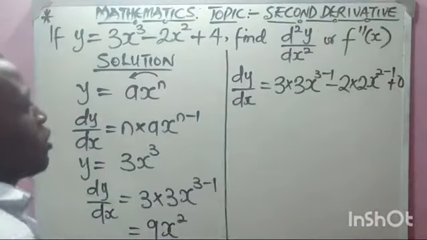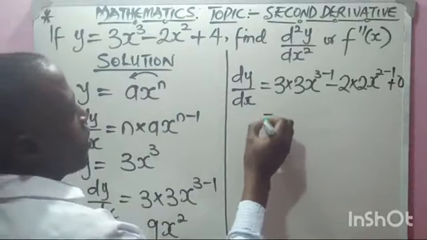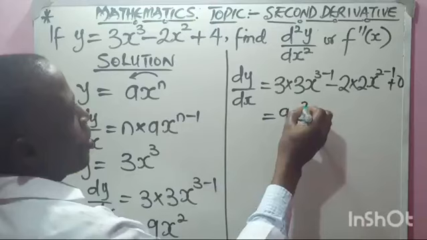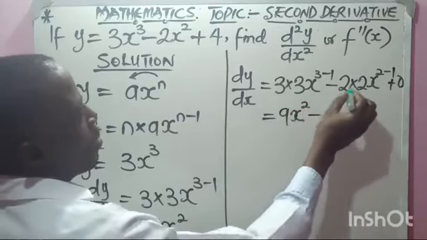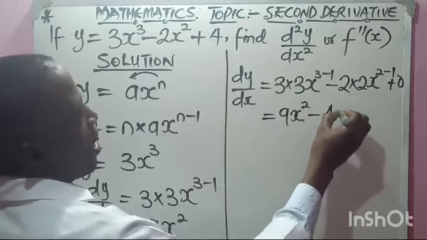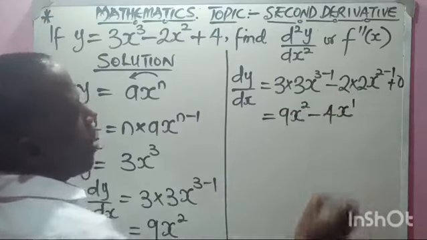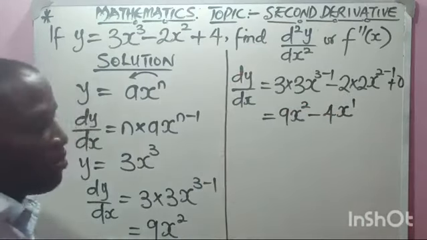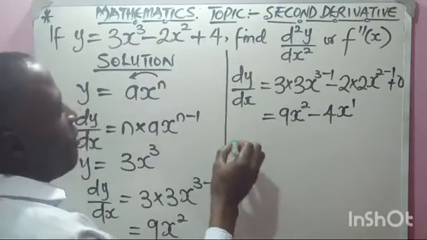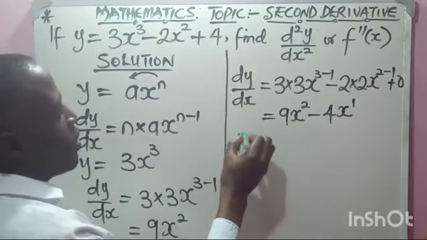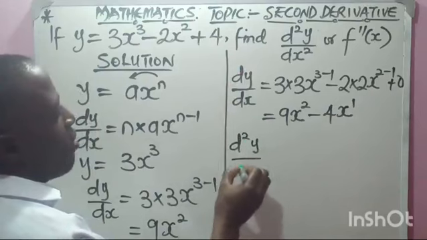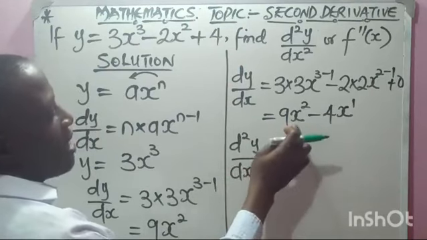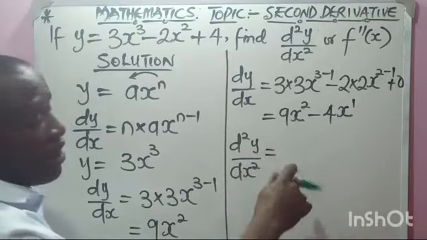0. So if you go ahead, the result I'm going to get here will now be 9x raised to power 2 minus 2 times 2 is 4, x raised to power 1. This is the first derivative. Then the second derivative will now be d squared y over dx squared. The answer here, I'll differentiate it again.